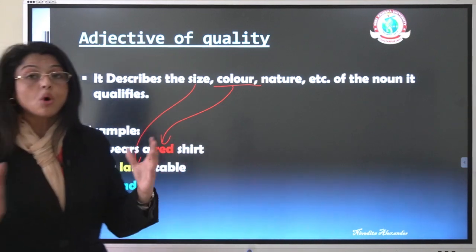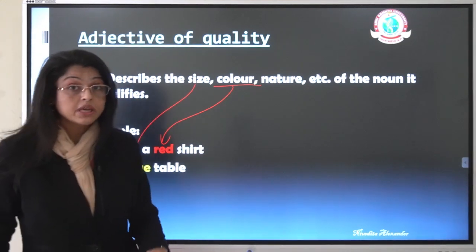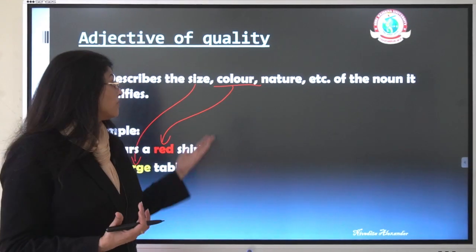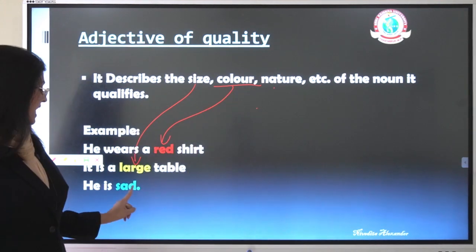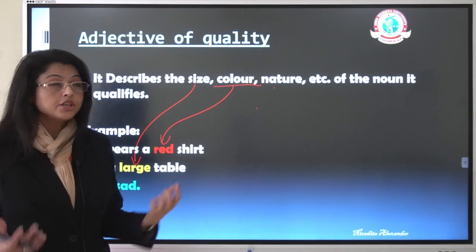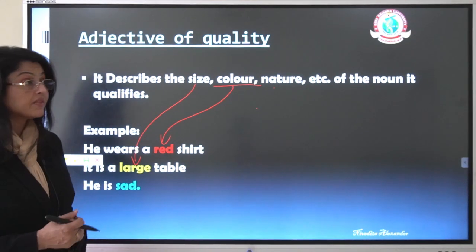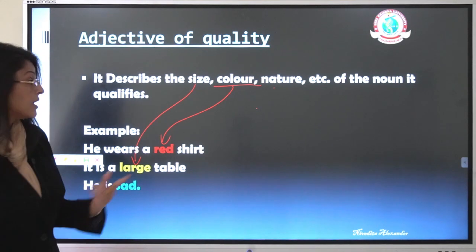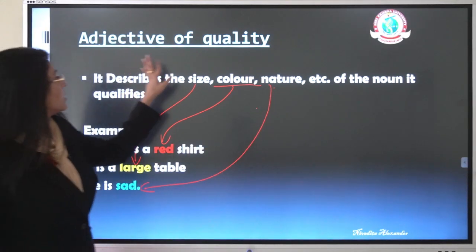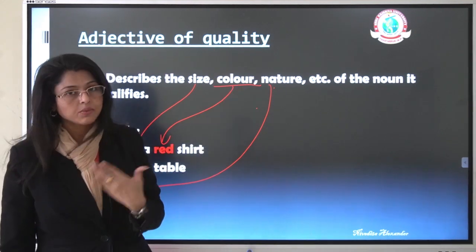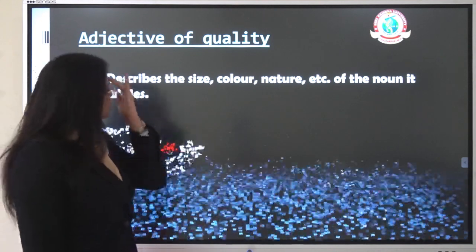Large table, small table, medium table, high table, low table. These are the adjectives of size. Nature: he is sad, he is happy, he is short-tempered, he has a very jovial nature, he is very humorous, he is calm. These kinds of things come under the adjective of quality. What characteristic is there? Okay, clear? Coming on to the next type of adjective we are going to see.